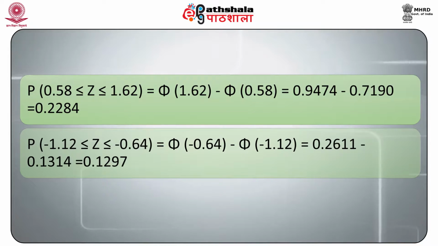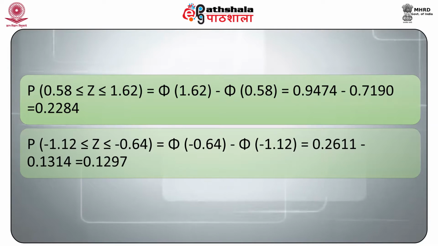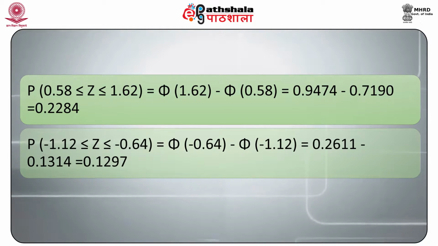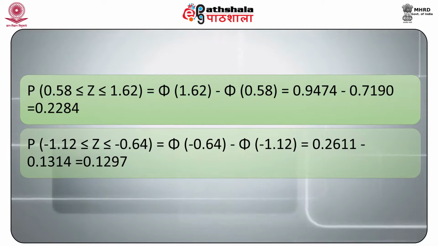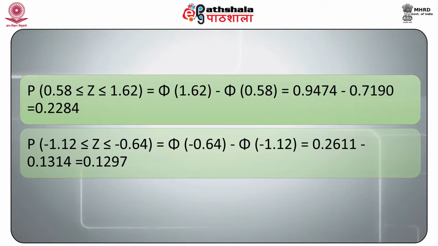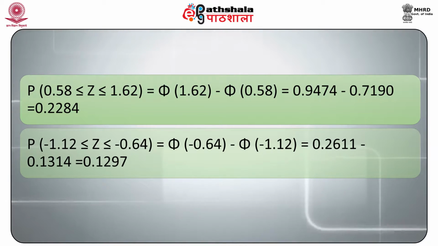The probability of z ranging from 0.58 to 1.62 is equal to Φ(1.62) minus Φ(0.58), which is 0.9474 minus 0.7190, equal to 0.2284. Similarly, the probability of z ranging from minus 1.12 to minus 0.64 is equal to Φ(-0.64) minus Φ(-1.12), which is 0.2611 minus 0.1314, equal to 0.1297.